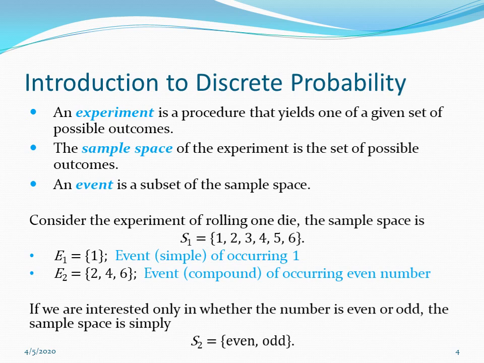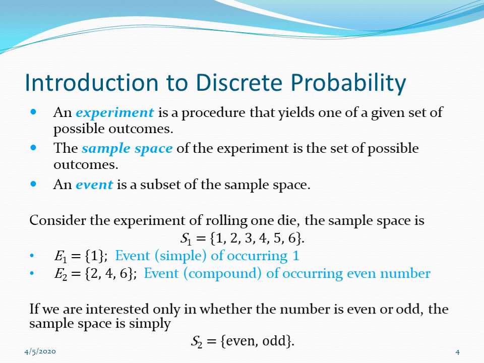We will start by looking at some definitions that we will be using when we study discrete probabilities. First of all, an experiment is a procedure that yields one of a given set of possible outcomes. The sample space of the experiment is the set of all possible outcomes. And an event is any subset of the sample space.